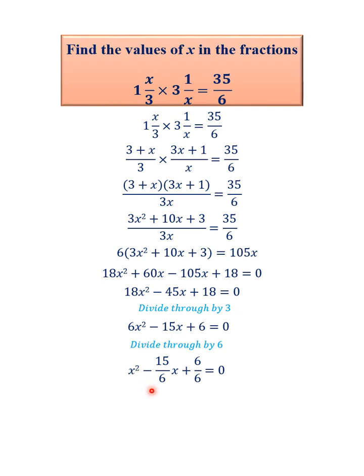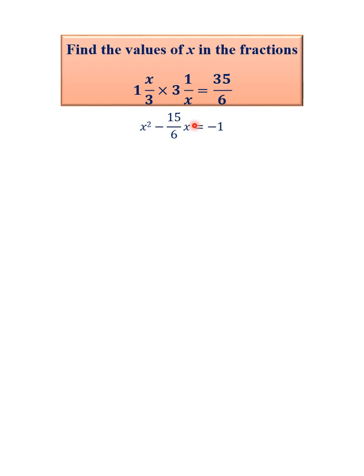From here, we have that 6 divided by 6 is 1, and if that 1 crosses over, it becomes negative 1. So we have x squared minus 15 all over 6x equals, this crosses over to become negative 6 all over 6, and 6 all over 6 is 1. So we have x squared minus 15 over 6x equals negative 1. Let's move to the next page. So this is what we have.